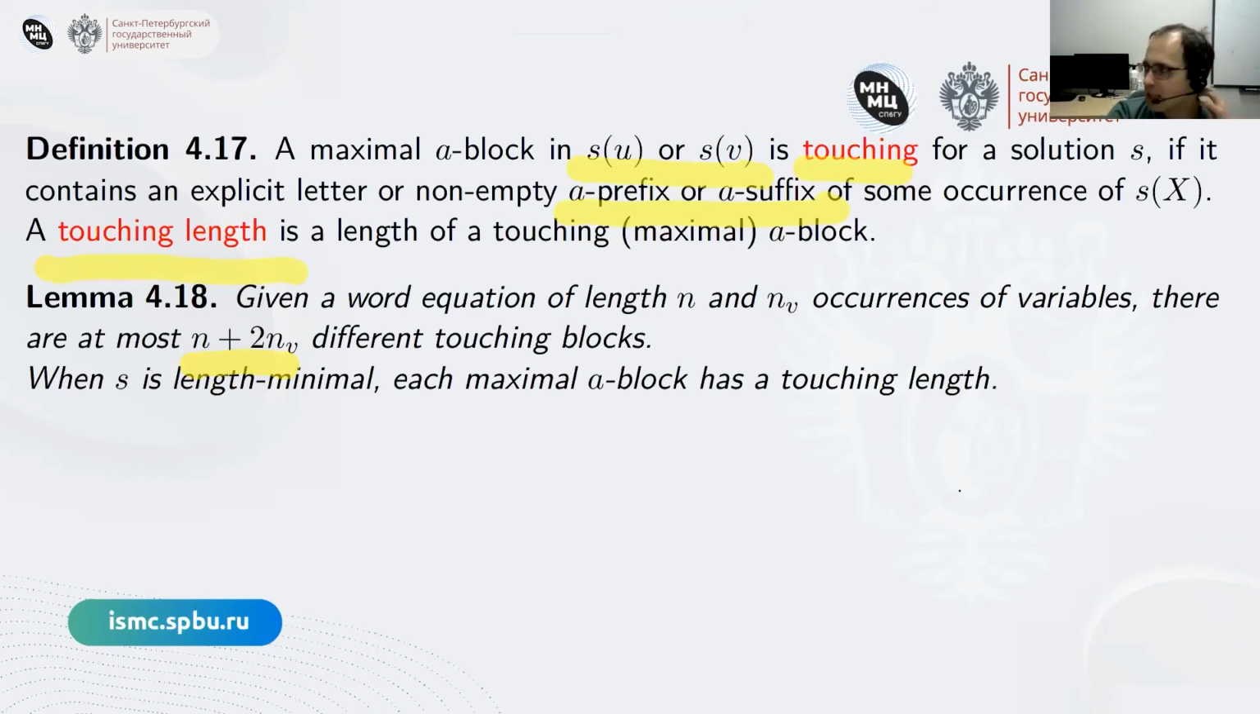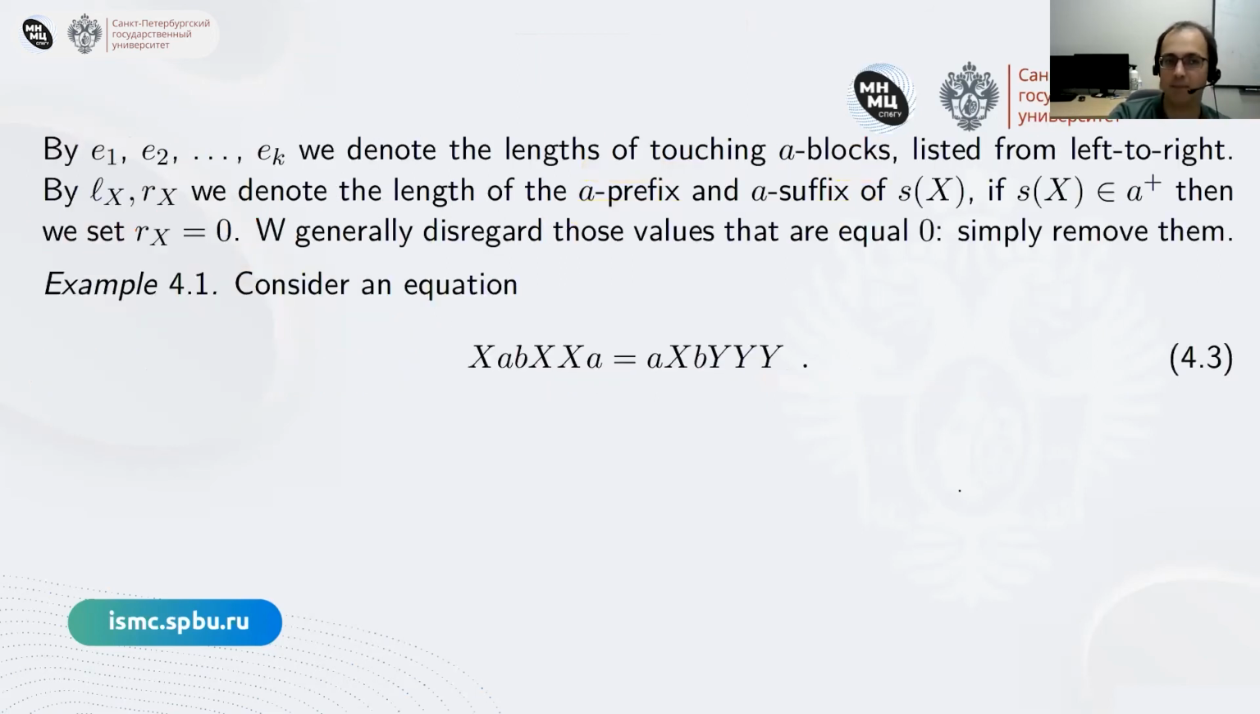Okay, and it can again be shown that for a length minimal solution, every maximal block has a touching length. In particular, those a prefix and a suffix are actually important. So it could be that you cannot observe it anywhere else.